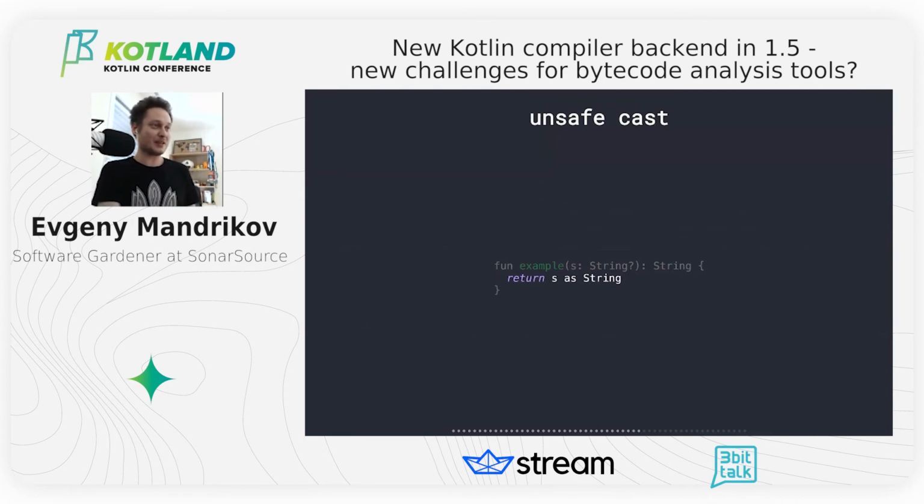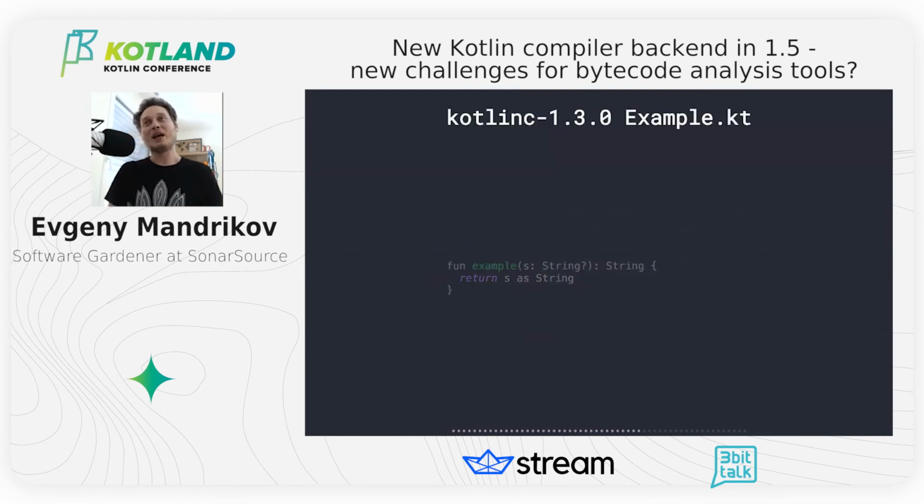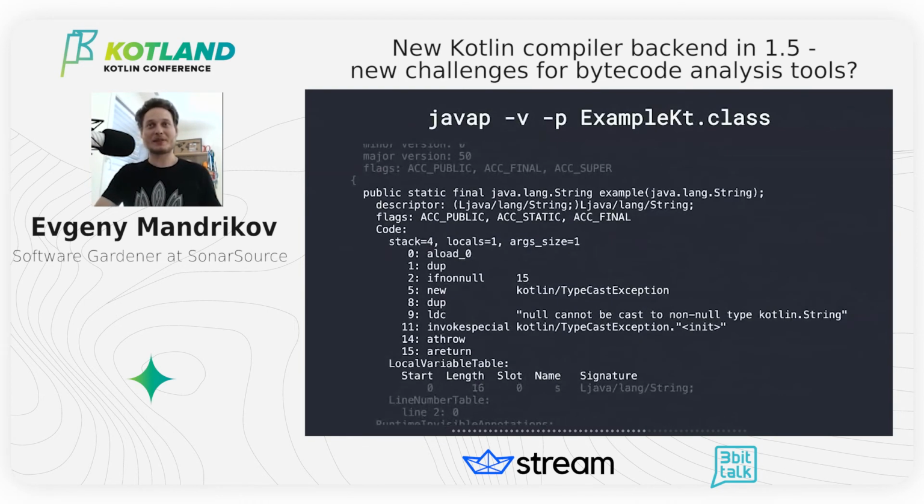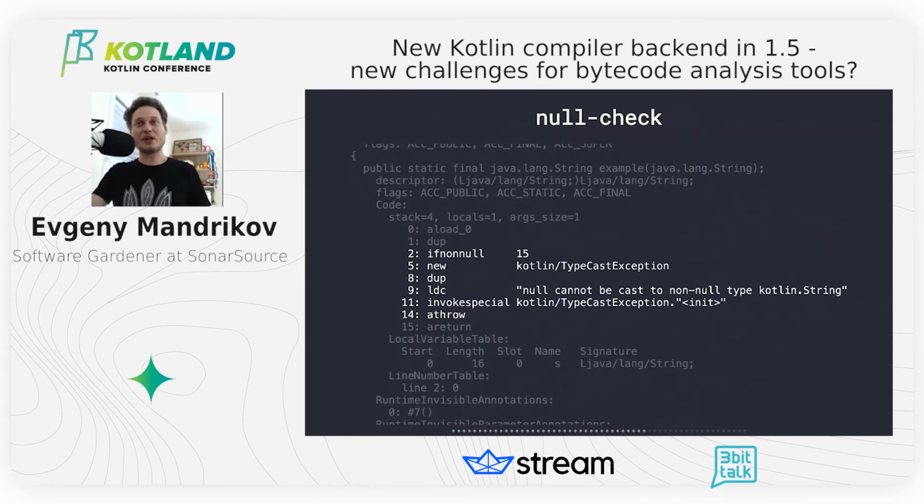Basically, it says, hey, trust me, I cast this to a string which is not nullable. We compile it with a pretty old version, Kotlin 1.3.0, and decompile it to see how it compiles. It indeed compiles into the cast, but along with the cast, there is also a check whether the value is null or not. Again, the compiler doesn't trust that it's okay to cast there, so it has to throw an exception, and a meaningful one, if it's not the case. So here is a null check.